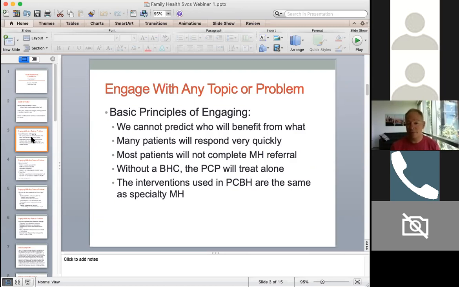There are an awful lot of people, by contrast, who get very brief interventions just in primary care, even without a BHC, just with the PCP alone. And they actually do quite well, even when they have complex severe problems. I'm sure you can all think of people who surprised you, right? Who presented to you with some kind of chronic problem.